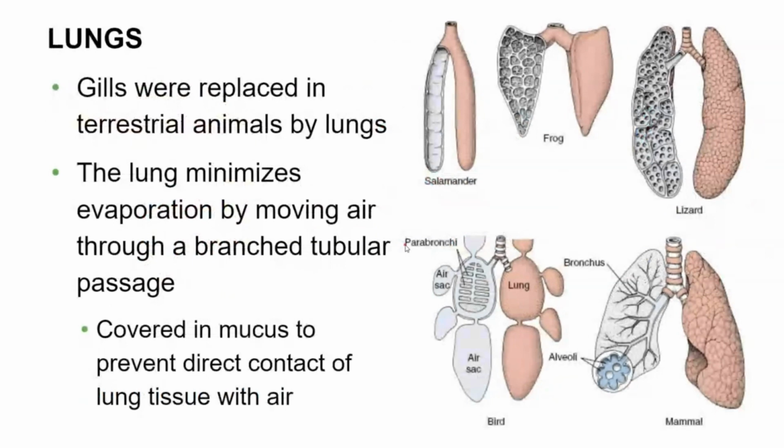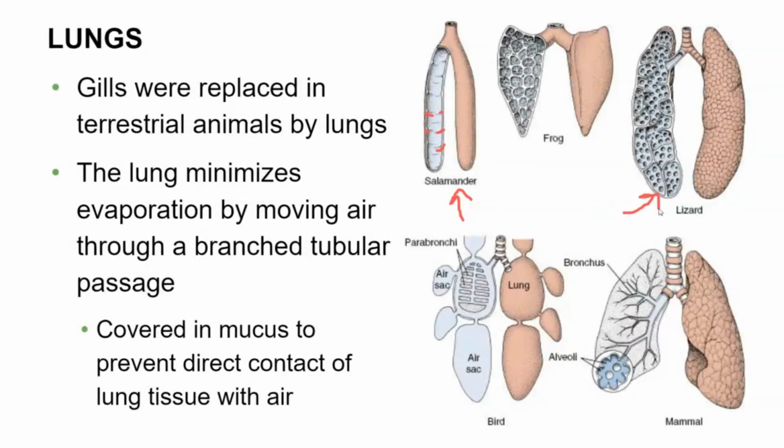Lungs are very widely diverse. For instance, we have these very rudimentary lungs by the salamander. You can see some initial efforts to increase the surface area with these folds, but just overall not very efficient. The frog lungs are a little bit more efficient. They have more dimpling and more folding to increase the surface area.